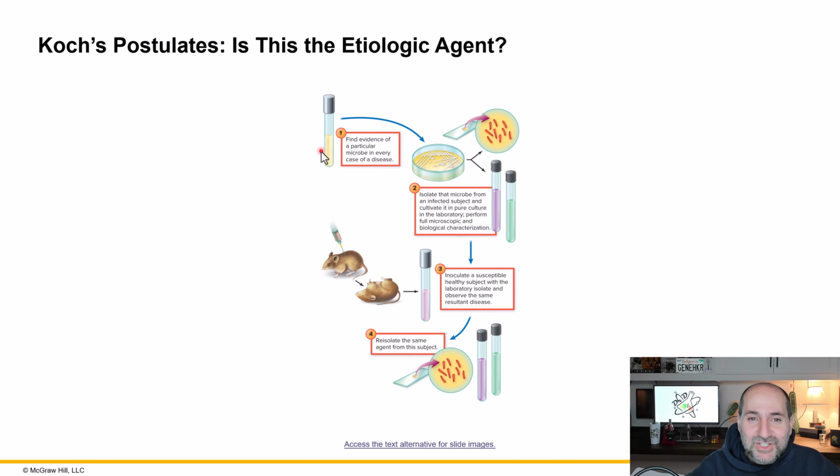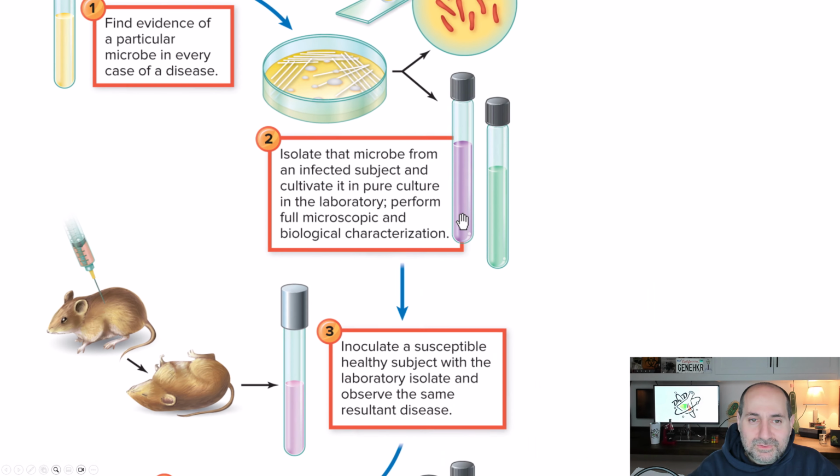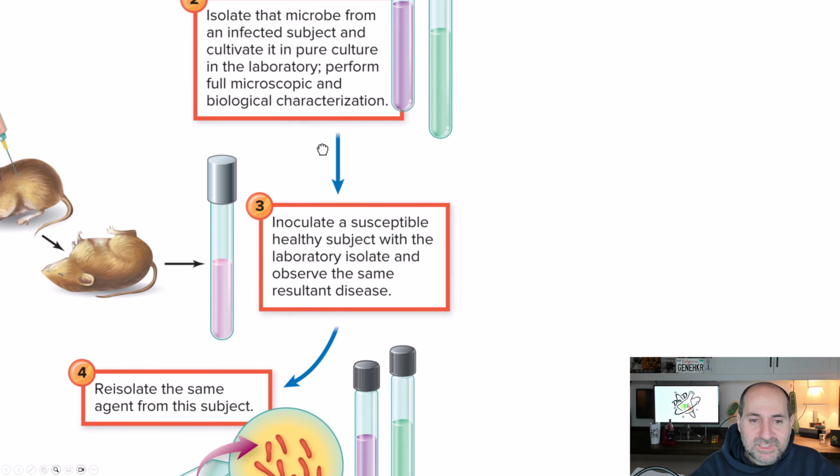Please understand Koch's 4 postulates. Do you remember Koch used his postulates in order to link a particular disease to a particular microbe species? And please know his 4 postulates here. Postulate 1, find evidence of a particular microbe in every case of the disease. Postulate 2, isolate that microbe from an infected subject and cultivate it in culture, right? Isolated in pure culture in the laboratory, perform full microscopic and biological characterization.